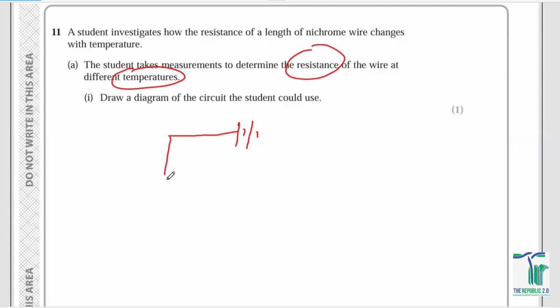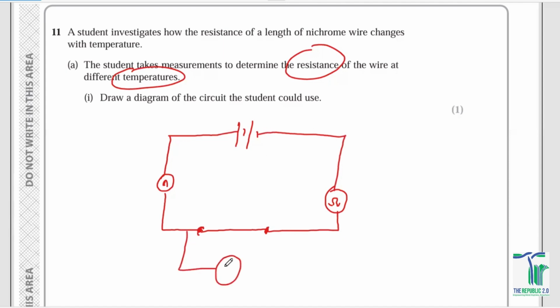We need an ammeter to calculate the current. Then we would need a nichrome wire. Let's suppose this is the nichrome wire. And the resistance of this nichrome wire can be calculated by using an ohm meter as well. So we have this ohm meter. And then, yeah, that's it. Plus, we need a voltmeter connected in parallel with the nichrome wire. Got it?